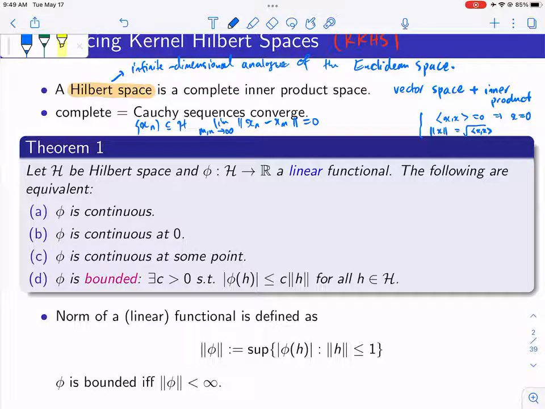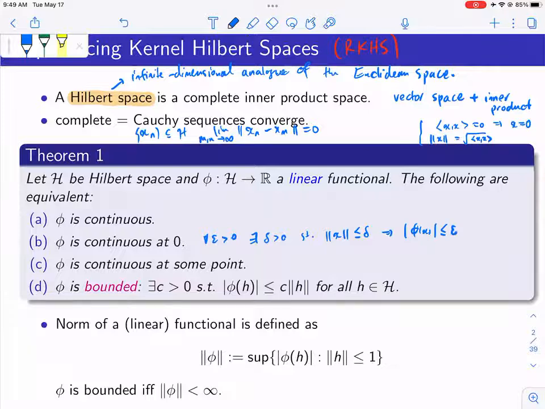For example, being continuous at 0 means for every epsilon, there exists a delta such that if the norm of x is less than delta, then phi of x is less than epsilon. Okay, and then you can define continuity at every point similarly. Sorry, so what this is saying is a linear functional is continuous at 0 if and only if it's continuous everywhere. And you can see by shifting around, this is easy to show. And it's also continuous at some point. So being continuous at 0, being continuous at some point, being continuous everywhere are the same.